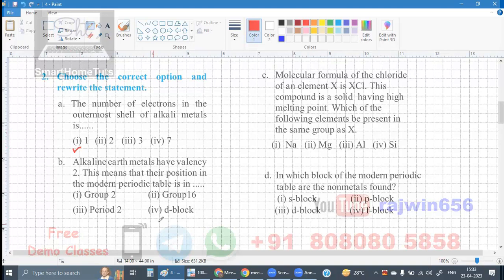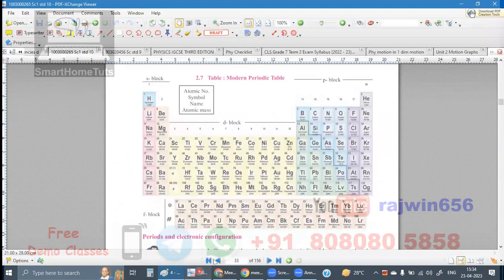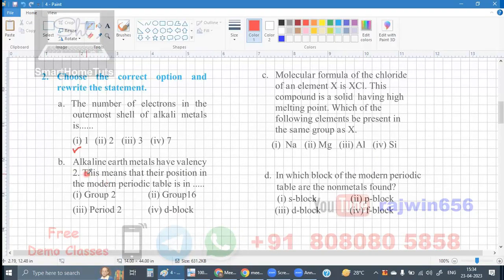The second question that we are moving on to. Alkaline earth metals have valency 2. This means that their position in the modern periodic table is group 2. The alkaline earth metals are these metals, so they will have two electrons in the outermost shell. Valency is 2, it means it is the second group.